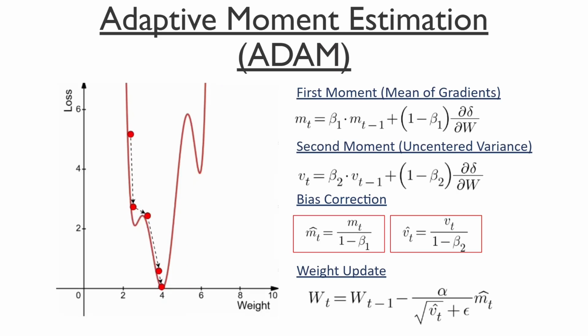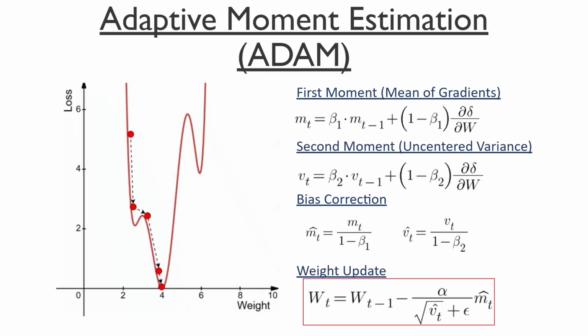And finally, Adam computes our weight update by taking the weight in the previous iteration, W at t minus 1, and subtracting the learning rate divided by the square root of our second moment v that has been bias corrected, plus a small number epsilon, which helps prevent division by 0. This is multiplied by our first moment that has also been bias corrected.